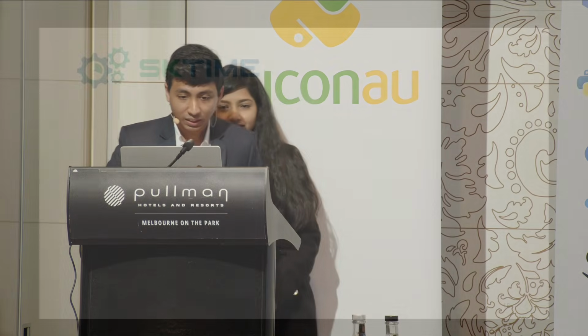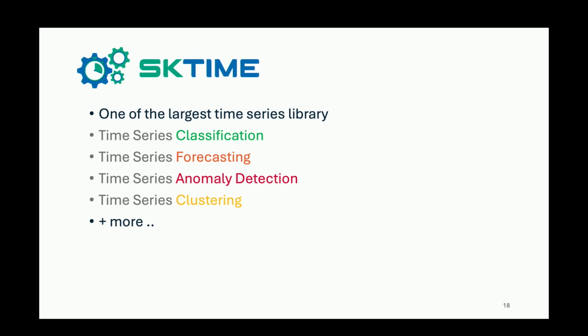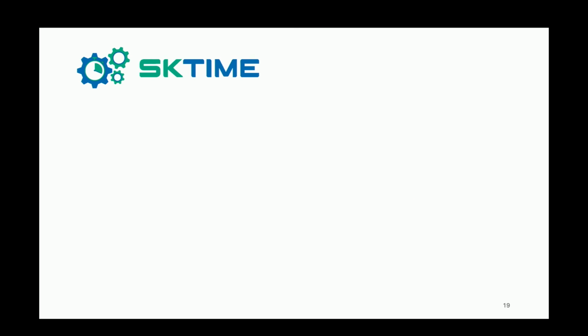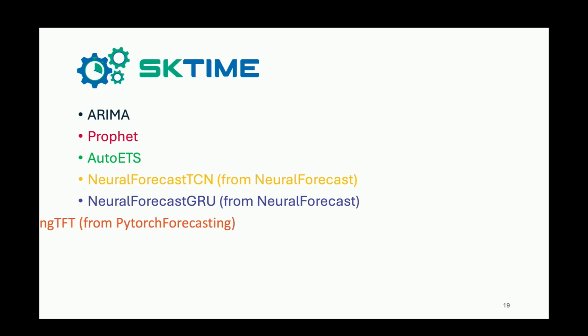So we have already seen Nixtla, basically how NeuralForecast actually works. We're going to quickly see another library, which is Sktime. Sktime is one of the biggest libraries for time series classification, forecasting, anomaly detection, clustering, and more. The best thing about Sktime is that it's purely written on top of scikit-learn. It has all the different models that you can find, like ARIMA, Prophet, AutoTS, NeuralForecast. It even has some libraries which can support the models from NeuralForecast natively.